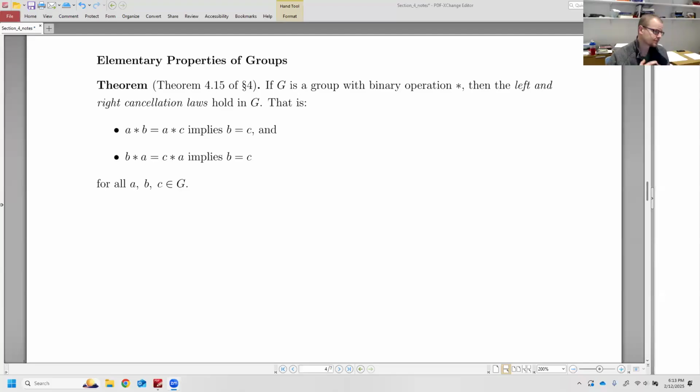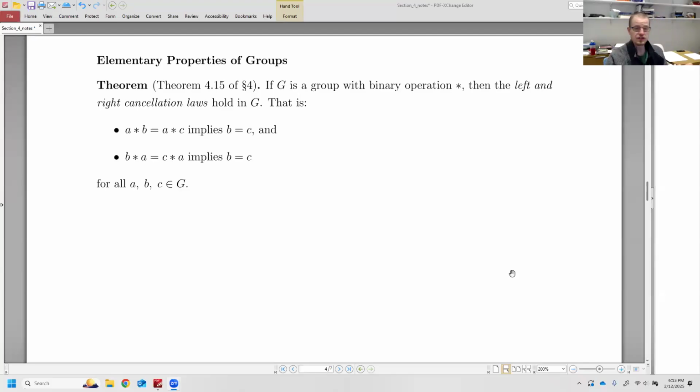We want to continue taking a look at groups, and in this case, we're going to look at elementary properties of groups. We have 4 properties that we would like to take a look at, so we'll do actually 4 videos, just that way we don't get overwhelmed with what we're looking at. So one at a time here.